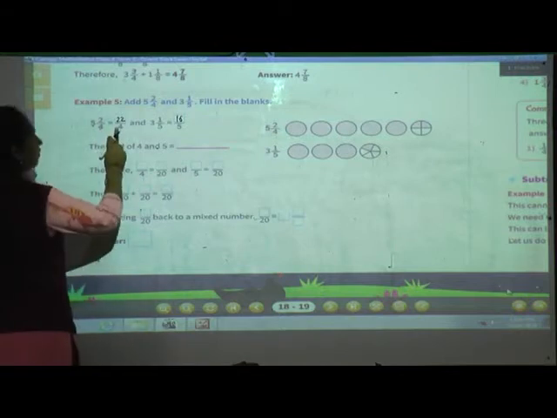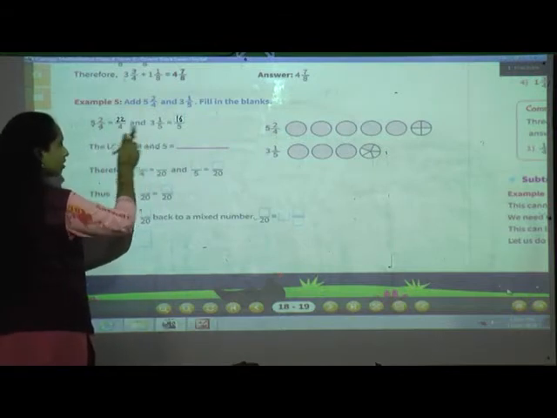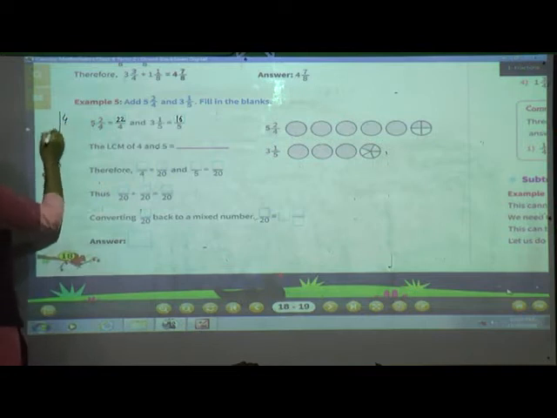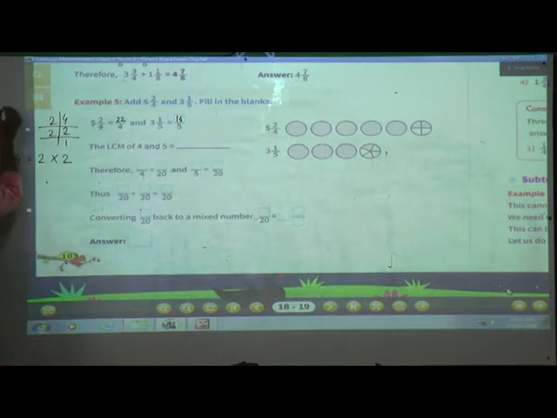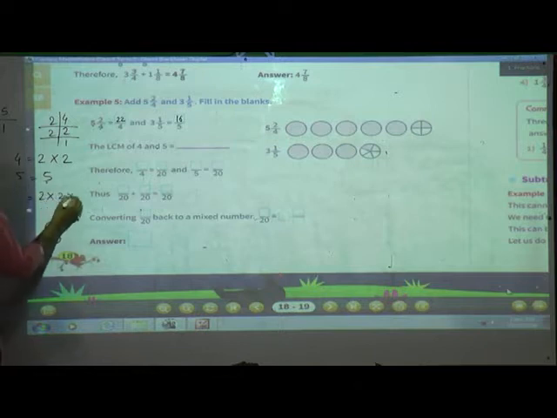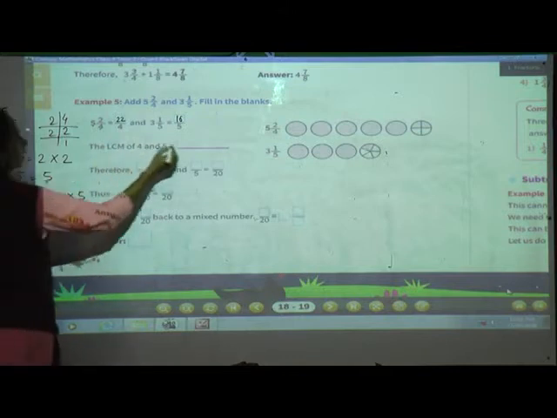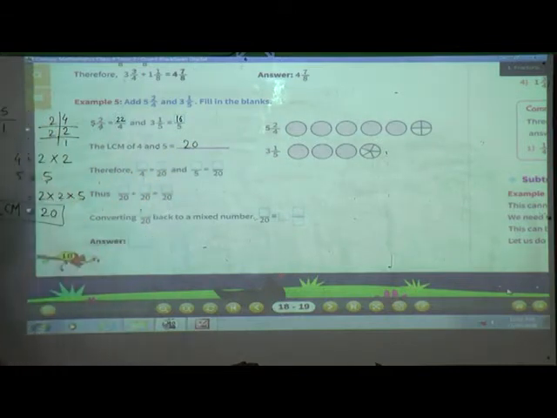Now we have to find out the LCM of 4 and 5 because the denominators are not same. See here, 2 2s are 4, 2 1s are 2. The multiple of 4 is 2 multiplied by 2. And what about 5? 5 ones are 5. The multiple of 5 is only 5. So multiply all together. 2 2s are 4, 4 5s are 20. The LCM of 4 and 5 is 20. So write here 20. Isn't it?